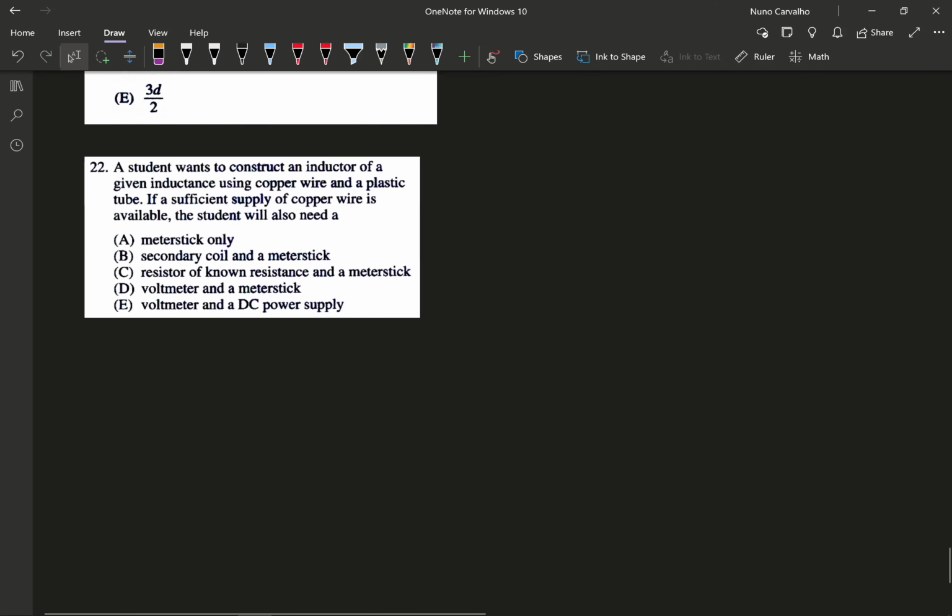We're told that a student wants to construct an inductor of a given inductance using copper wire and a plastic tube. If a sufficient supply of copper wire is available, then the student will also need A, and then we're given a bunch of materials and we're thinking, what the heck is going on here? So what we might do is think about our formula sheet, and one of the formulas that will come to mind is this right here, which is given to you. And you might think, well, let's just solve for L, because keep in mind, the student wants to construct an inductor of a given inductance. That's basically the important part here.